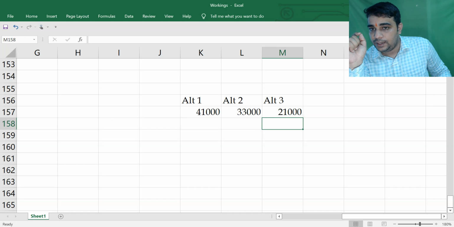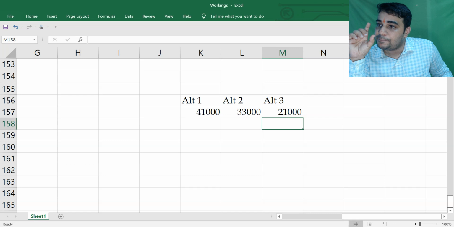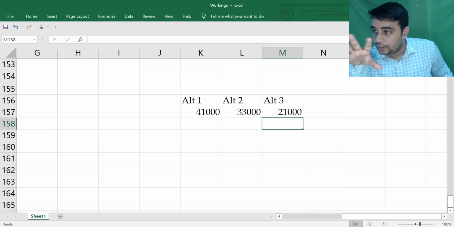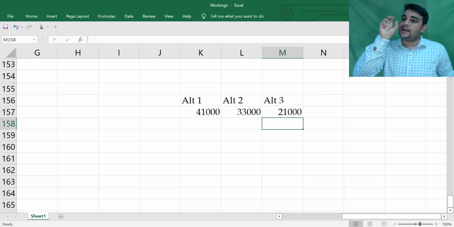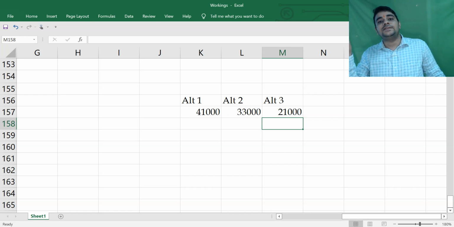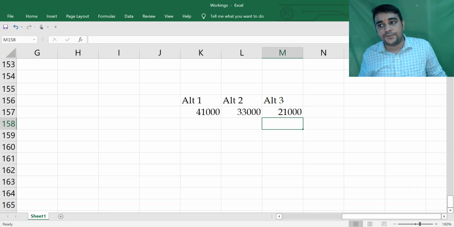Any item, for example the scrap value of 21,000, either should be considered as a benefit of one alternative or as an expense of the other alternative. You cannot give effect to both, because some students will say, I will consider this 21,000 as a negative item in alternative 1 and 2 and as a positive item in alternative 3. That will become double counting of the same adjustment. Either consider it as a benefit or as a cost.